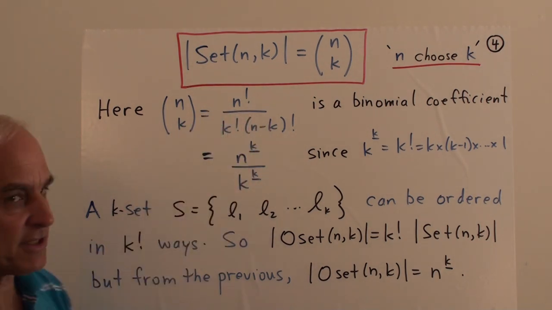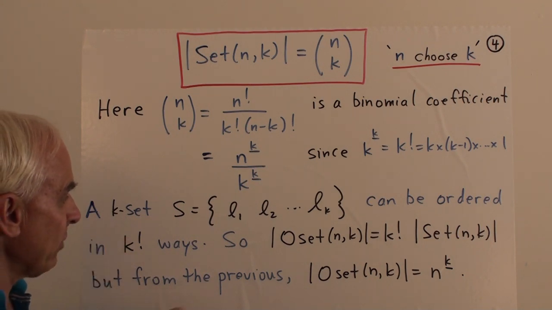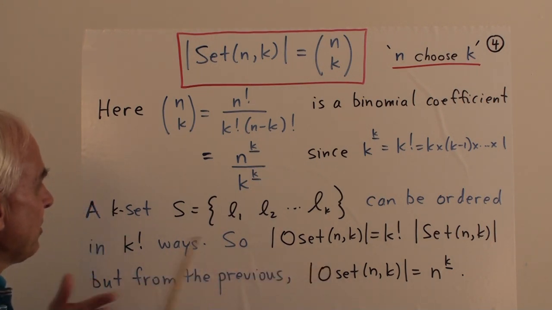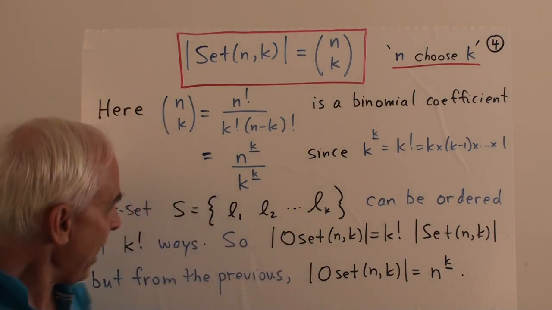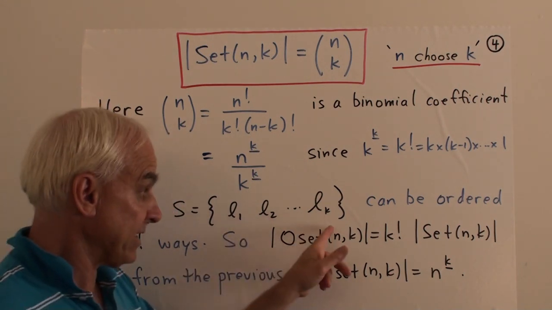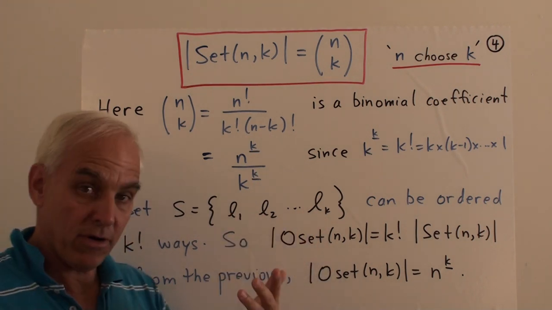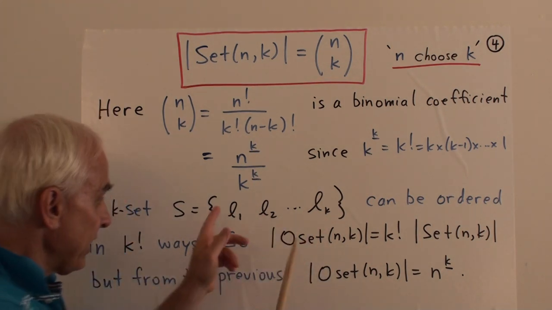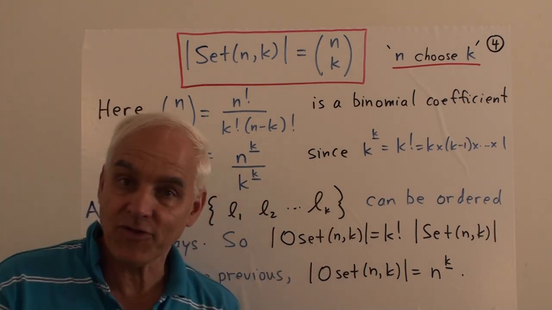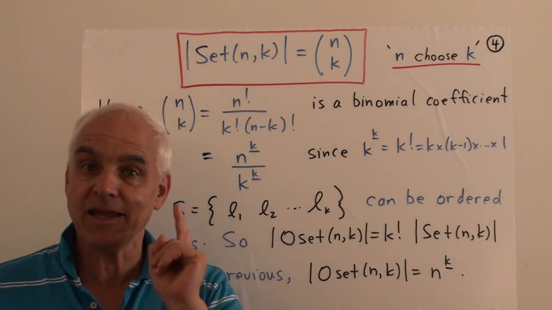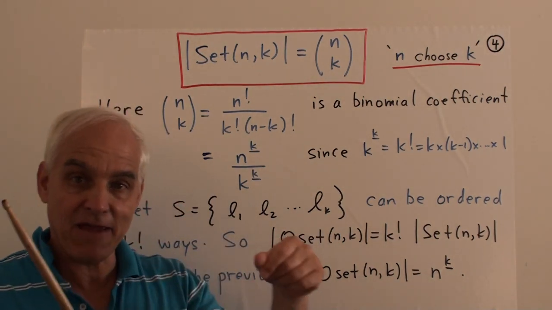Okay, so how can we see this familiar formula? Well, one way is to connect it to what we've just done with O sets, because there's an intimate connection between sets and ordered sets. If we have a set like this, and it's a k set from n, so it has k elements, and each of these elements is a number between 1 and n. But the elements here are unordered. If we want to make an ordered set from this, we can do that in exactly k factorial ways, because we can order these k elements in exactly k factorial ways.